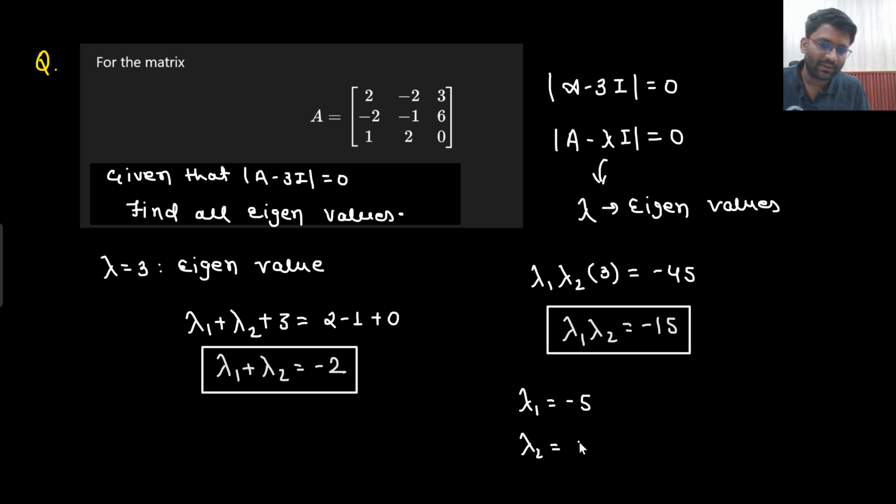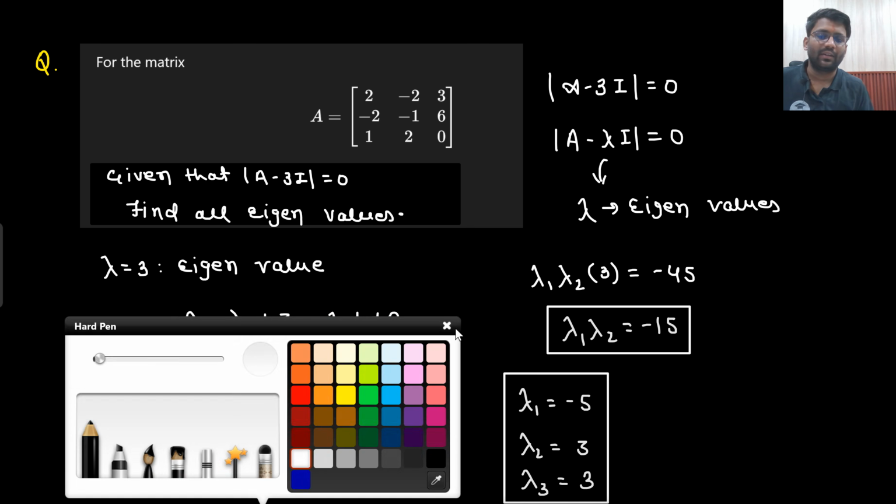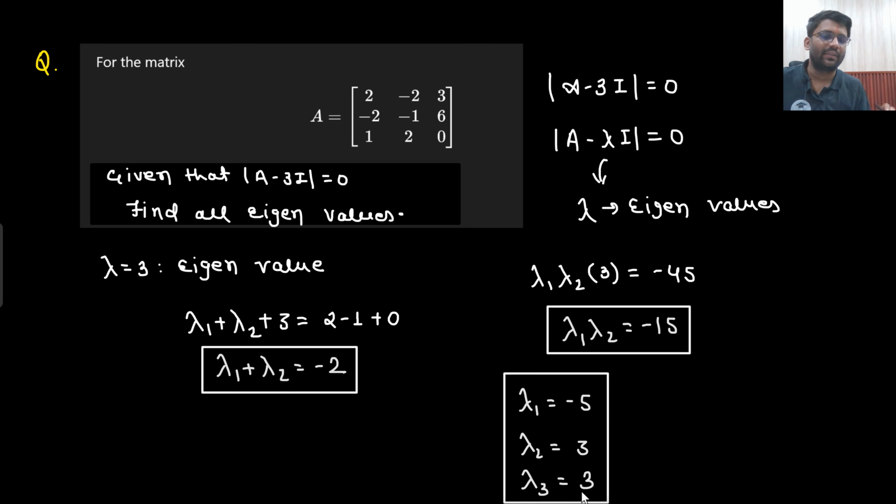Minus 5 and 3, because minus 5 into 3 is minus 15. Minus 5 plus 2 will be minus 2. So the eigenvalues have come out to be, these are the eigenvalues. Here one eigenvalue was already 3, then another eigenvalue came out to be again 3, and then another eigenvalue was minus 5. So these are the eigenvalues that we are getting: minus 5, 3 and 3. For this particular matrix, these are the eigenvalues.